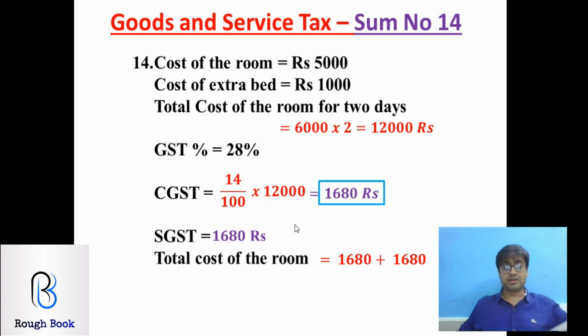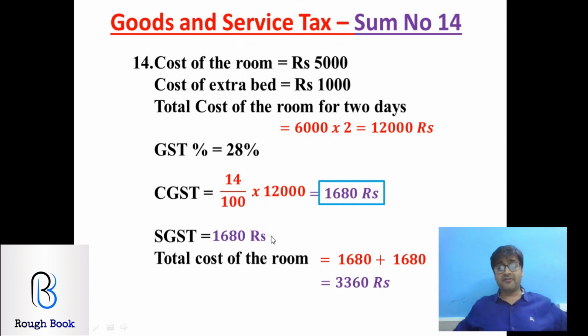And what's your question? The question says find the total cost of the room. So that is going to be your 12,000 plus 1680 plus 1680. Come on, anyone, mental math. 12,000 plus 1680 is 13,680, plus 1680, 15,360. So 15360. Do I get the same?